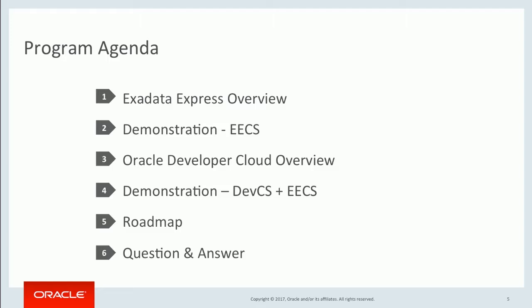But I'm also going to talk about the Developer Cloud Service, which I have to admit I'm not an expert on, but we do have in the back of the room Shai Smeltzer, who is the product manager. So I'll go through a very brief overview of what it is, and more, I'm going to show you what it means for you as an Application Express developer, why you might be interested in it, especially if you buy the Exadata Express service as well. So then we'll go into a roadmap of some things coming up for both services, and hopefully have some time for question and answer.